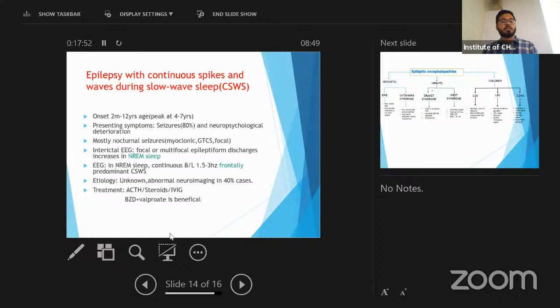Etiology is usually not known, but there may be abnormal neuroimaging in 40% of cases. Treatment: ACTH can be tried. We can give steroid also, and IVIG can be given. A benzodiazepine like clobazam and valproate we can add, and that is beneficial.